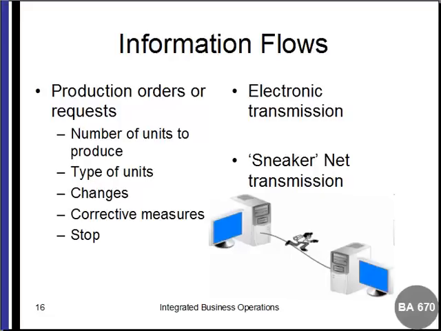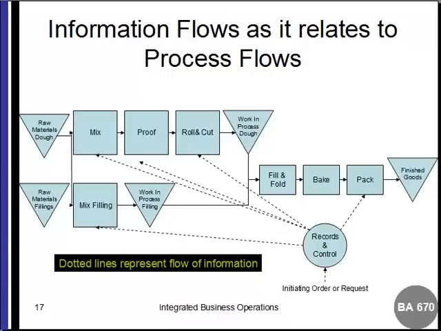Information flows. Some examples include production orders or requests, the number of units to produce, type of units, changes, corrective measures, or stop, electronic transmission, or there's also the sneaker net transmission, which is a non-electronic version. We might refer to it as snail mail, or it might just simply be somebody literally walking from one person's desk to another person's desk to deliver some papers or just simply some information. So how do information flows relate to process flows? Well, generally speaking, they complement or run in parallel, and it helps to understand.